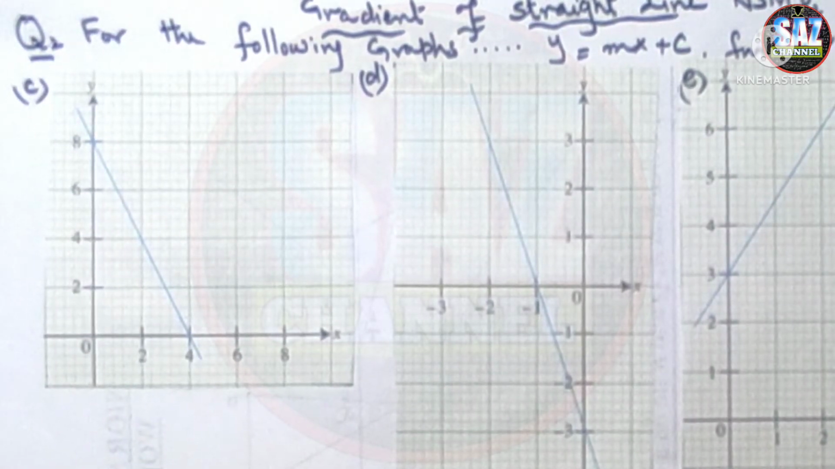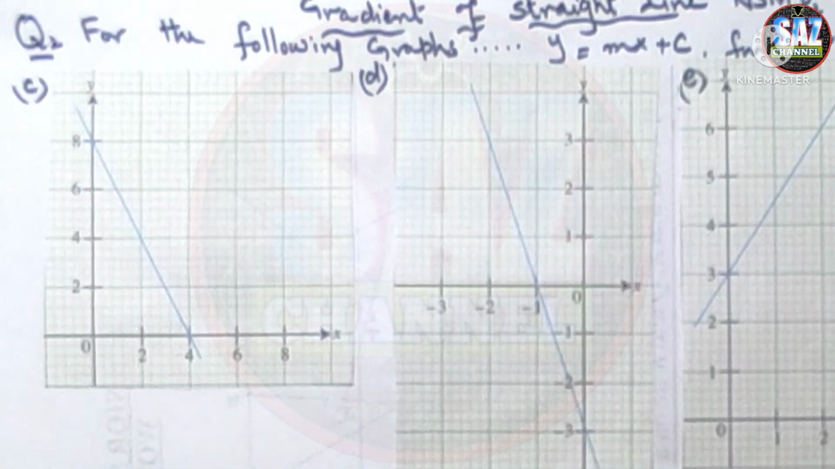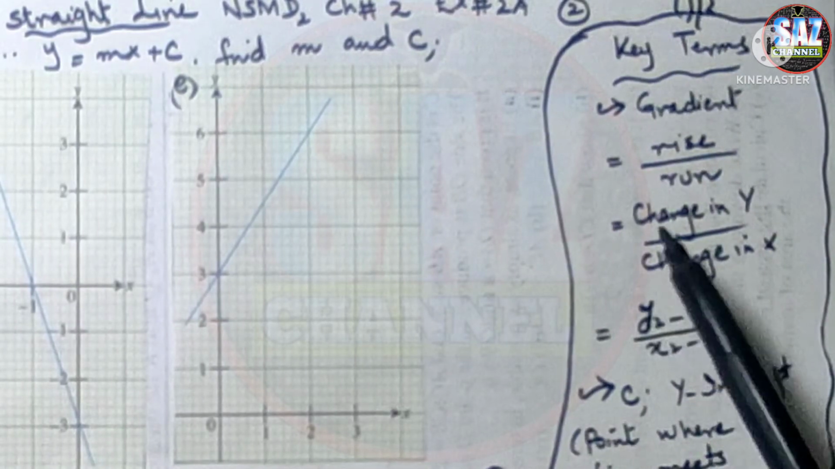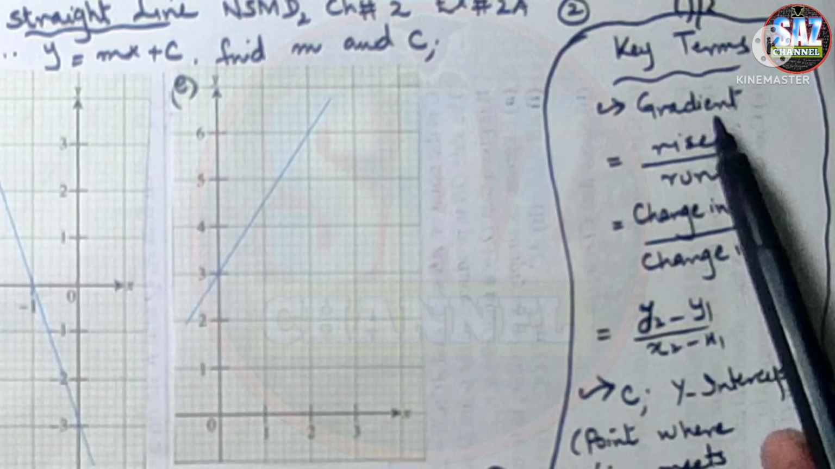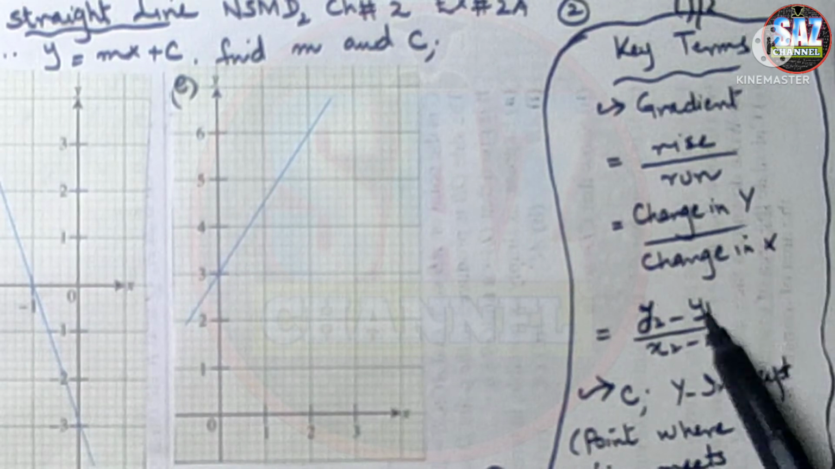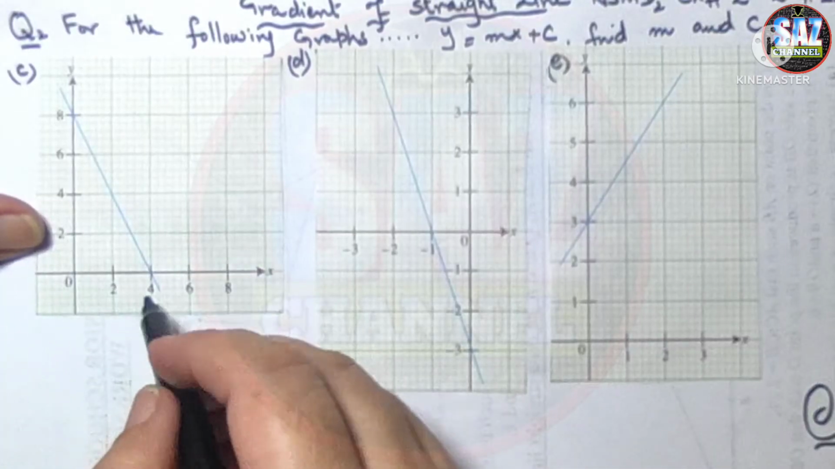If we look at the graph of the C part, we can see that the graph is cutting the x-axis at 4 and the y-axis at 8. So in order to find M, I will be going this time with the help of 2 points as well, so that my students have a good idea about points as well. Because if we look at the learning corner, we can see that gradient is the ratio of rise and run, change in y value upon change in x value, or y2 minus y1 upon x2 minus x1. So let's take any 2 points.